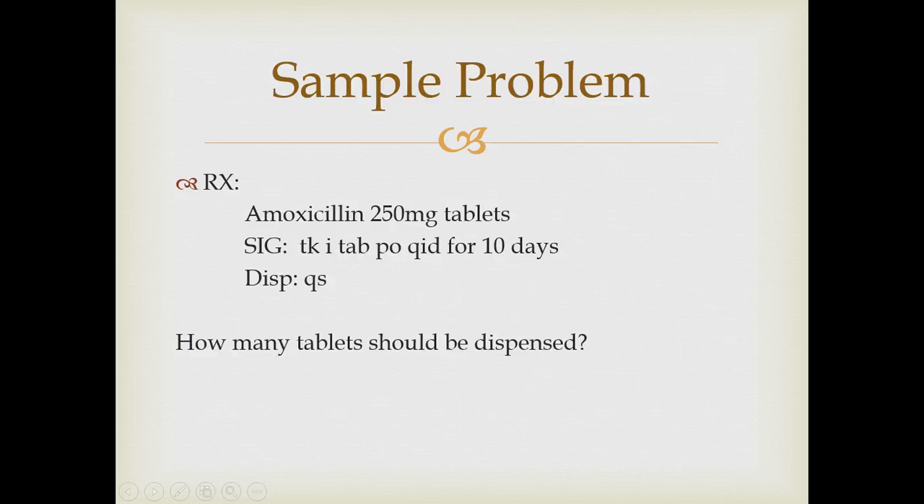Now let's take a look at a sample problem. We're going to start out with a sample problem for tablets. When we see this QS, that's a SIG code meaning quantity sufficient. When we see a prescription written out, we always have our drug strength, and our drug form. The drug form is how it comes. That could be tablets, capsules, or liquid.